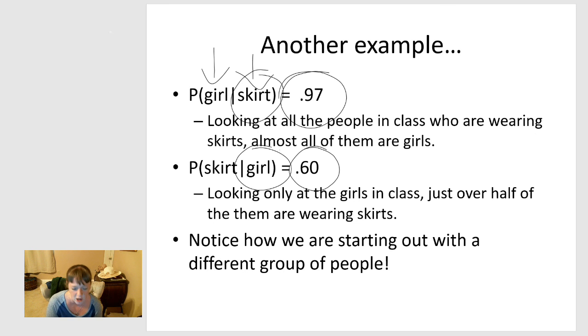Just something I wanted to caution you, that when you figure out a conditional probability, the probability of A given B and the probability of B given A, in this example, the probability of being a girl, if I assume the person is wearing a skirt, is not the same thing as the probability of skirt wearing, if I assume first that the person is a girl. They're different probabilities. Just a word of caution.